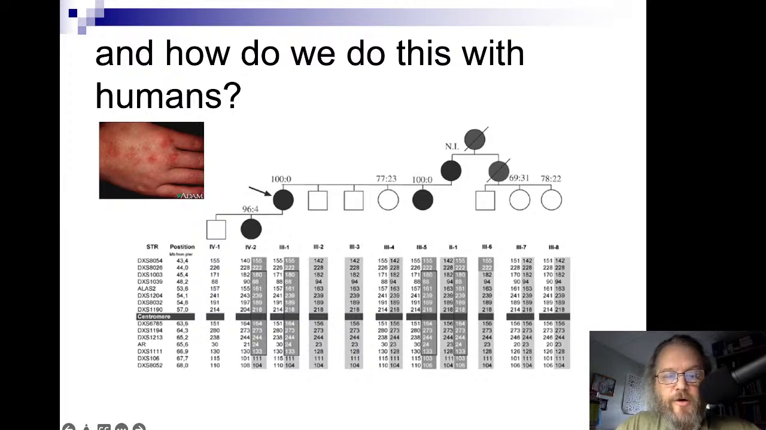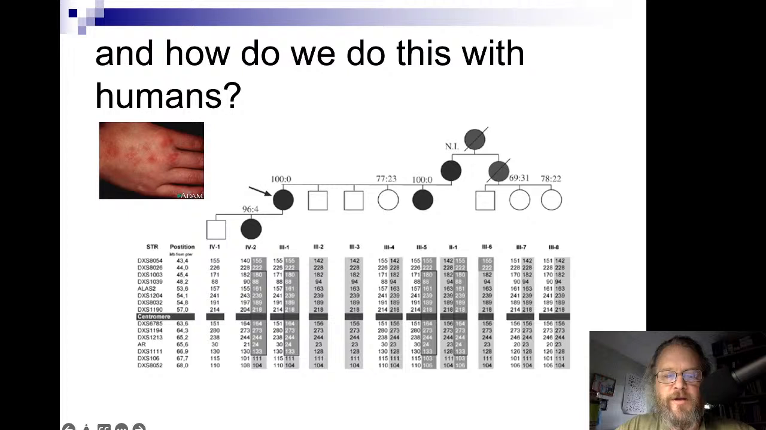Each one of these is a marker, correct? And they differ in the number of repeats. So we go through here, and these are the number of alleles, the number of repeats that they have, and we can compare who has the same and who doesn't. All right, so here's 155, 155, 155, 142, 142. You see how this works. Okay, so this individual is heterozygous, homozygous, heterozygous, and so on.